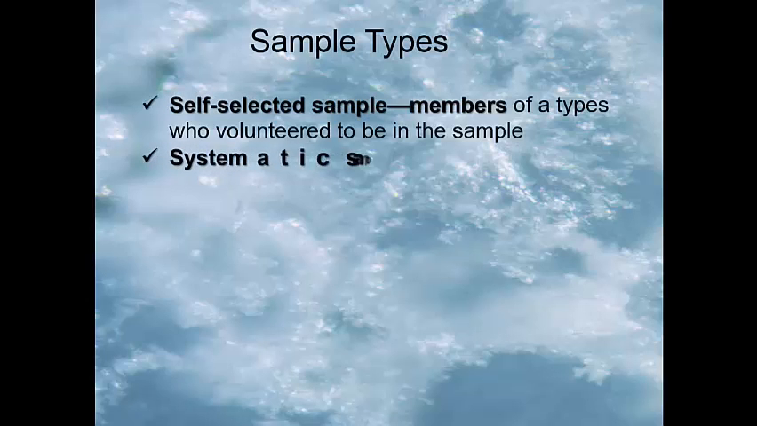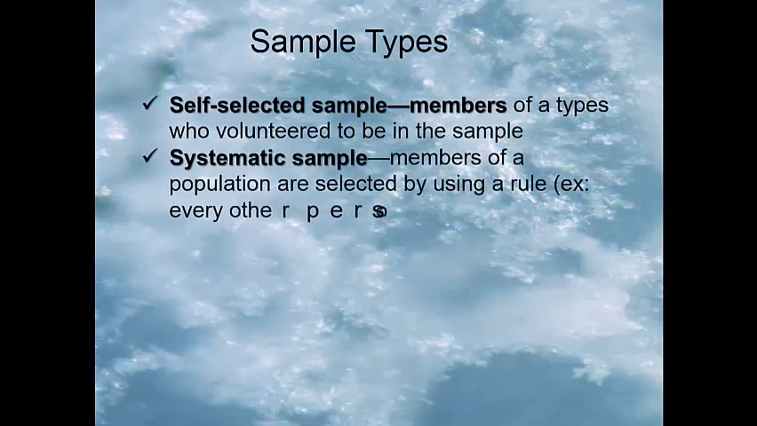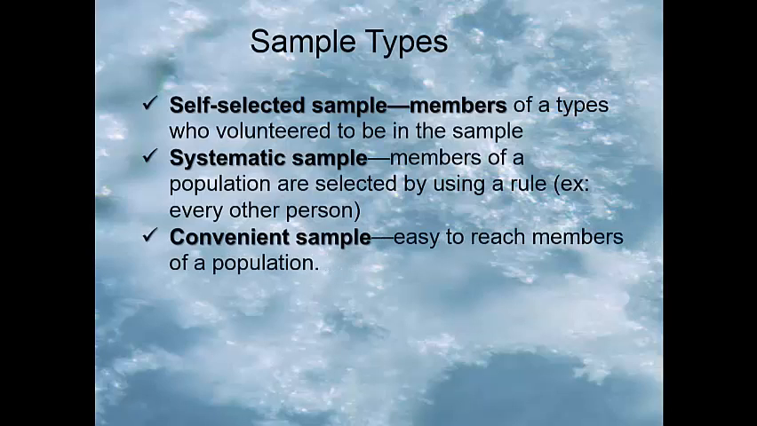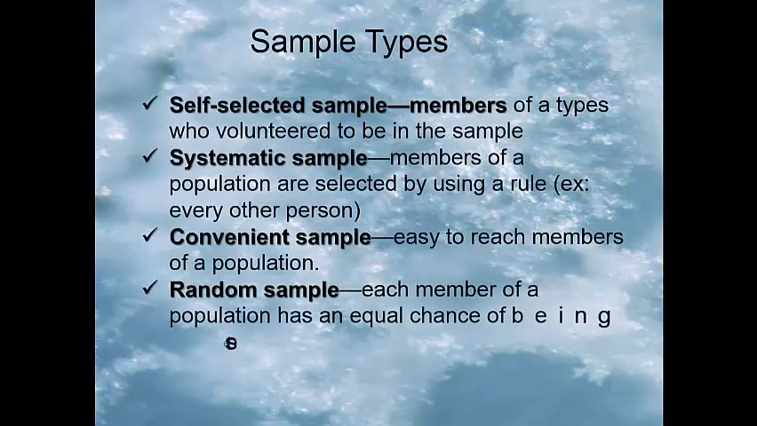Sample types. There are 4 different sample types. Self-selected sample: members of a population who volunteered to be in the sample. Second type of sample, the systematic sample: members of a population are selected by using a rule, for example, every other person. Convenience sample: easy to reach members of a population. Random sample: each member of a population has an equal chance of being selected.